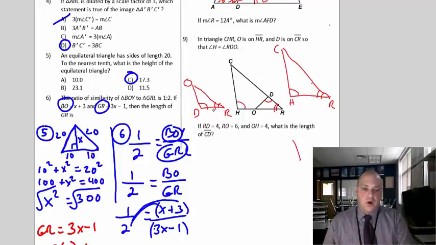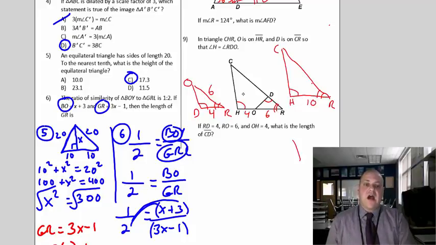So RD is 4, so that's 4. It's going to make it easier to write a proportion. RO is 6. OH is 4. I don't have OH, but I have HR. See, now that I put it here, 4 and 6 is 10. So HR is 10. All right, so now I have OR, I have DR, I have HR.